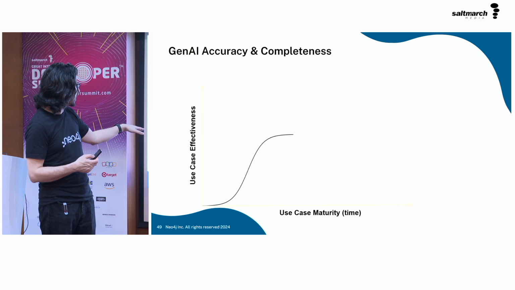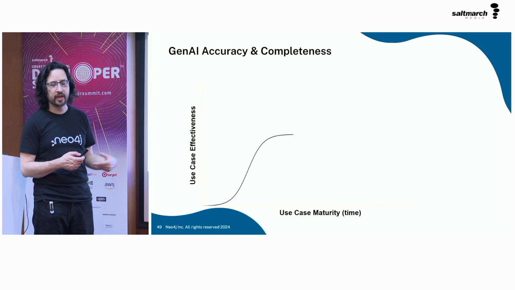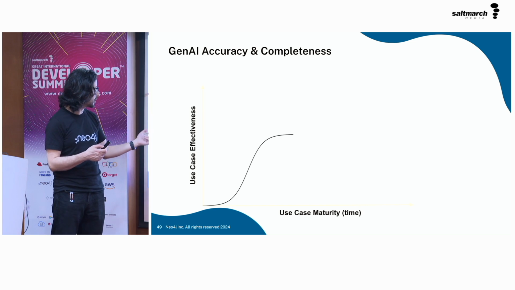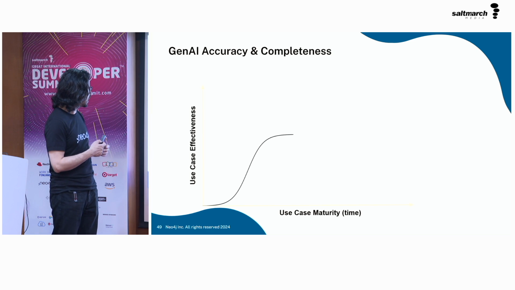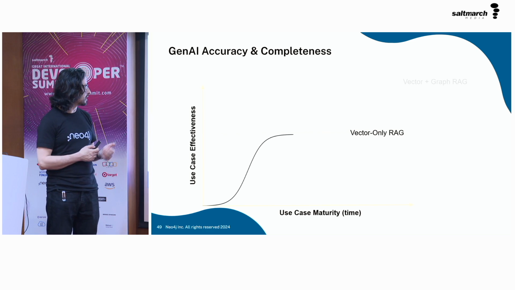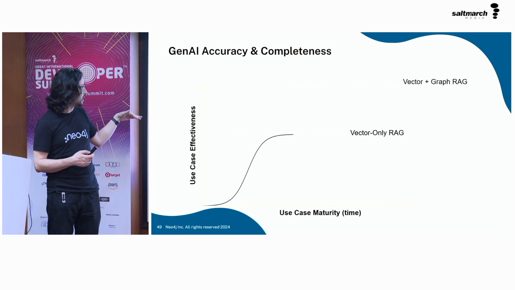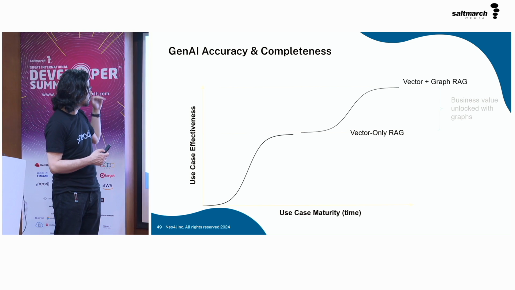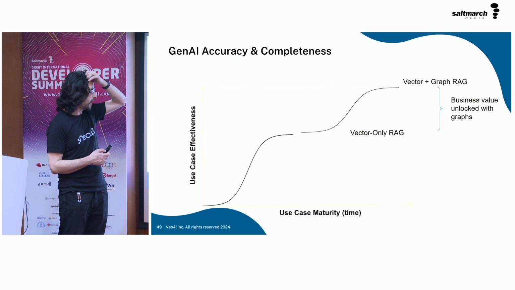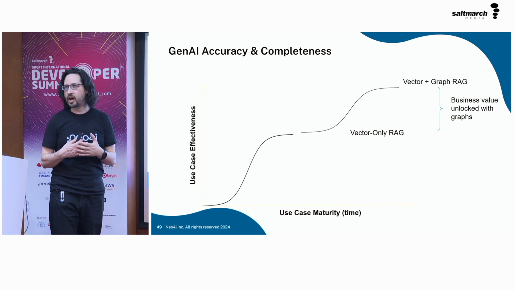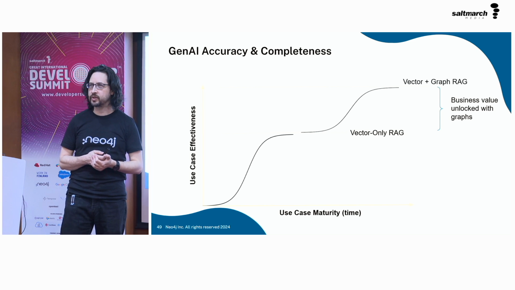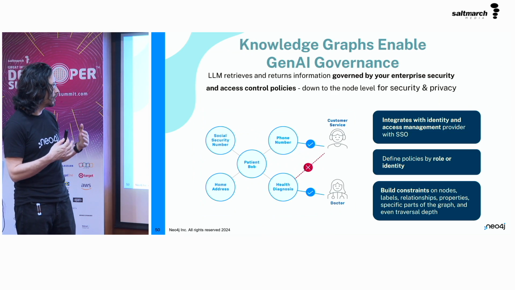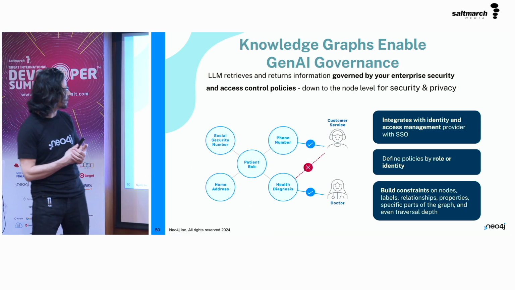And this is kind of the example of the horizontal axis here is use cases for maturity. Vertical is use case effectiveness. And vector only, I guess, gives you certain improvement in terms of results. Vector plus knowledge graphs gives you additional value. And that's a lot of organizational value where when you're building LLM applications for your company, you get better results out by using knowledge graphs.